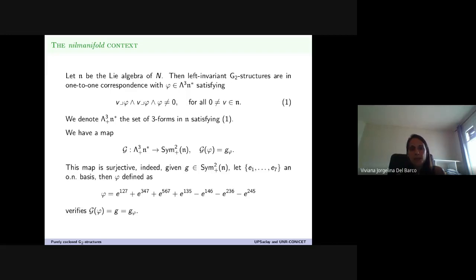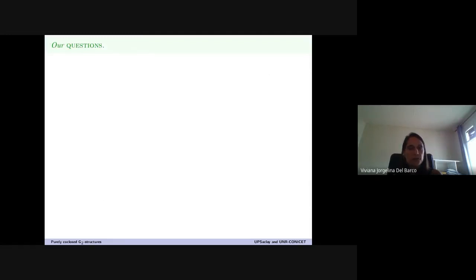And this map is surjective, because every time we pick a metric, an inner product on the Lie algebra, we can take an orthonormal basis and then define the three-form, the standard three-form, let's say. And this is a positive element, and you can check that it induces the original metric, because we built it from an orthonormal basis. So this map is surjective.